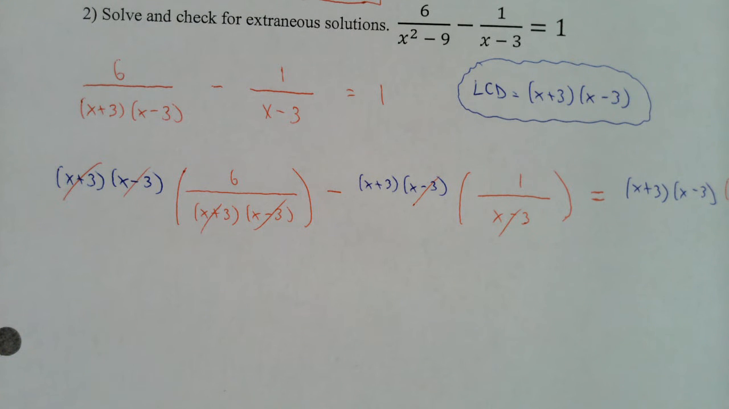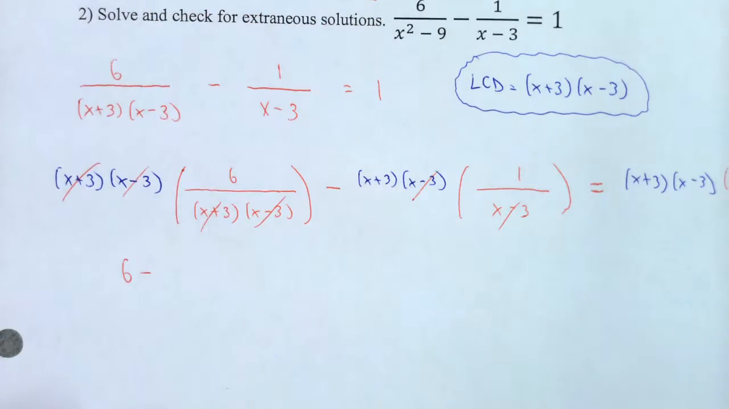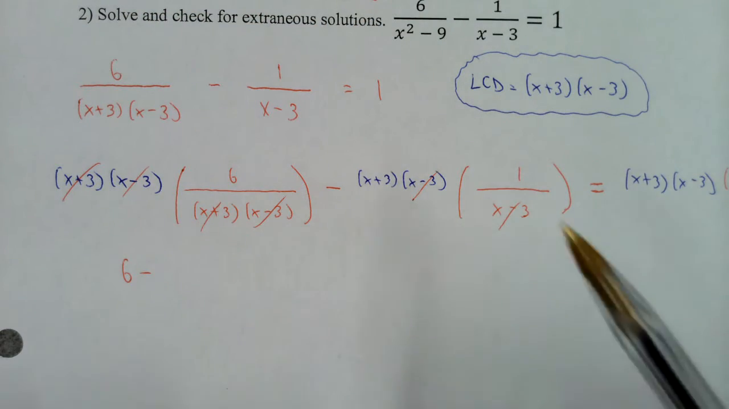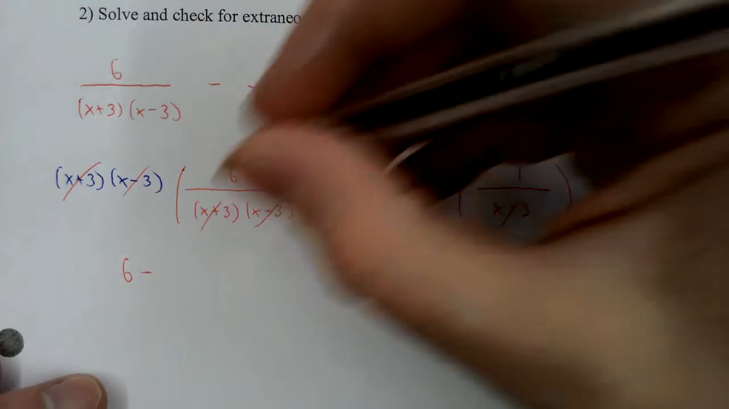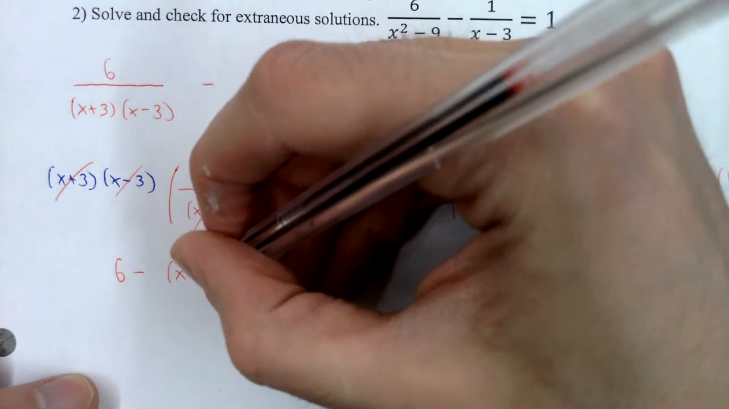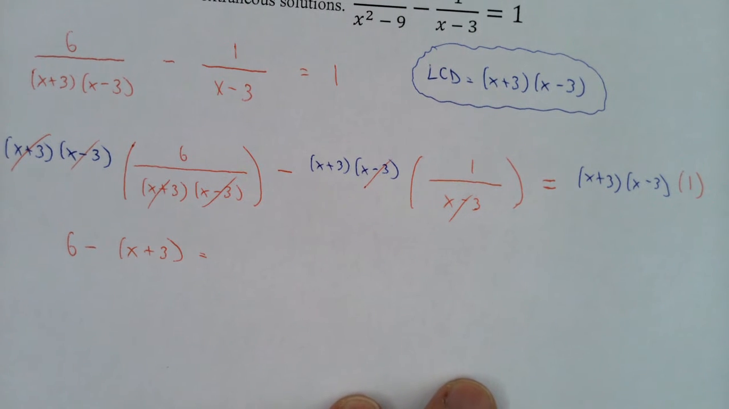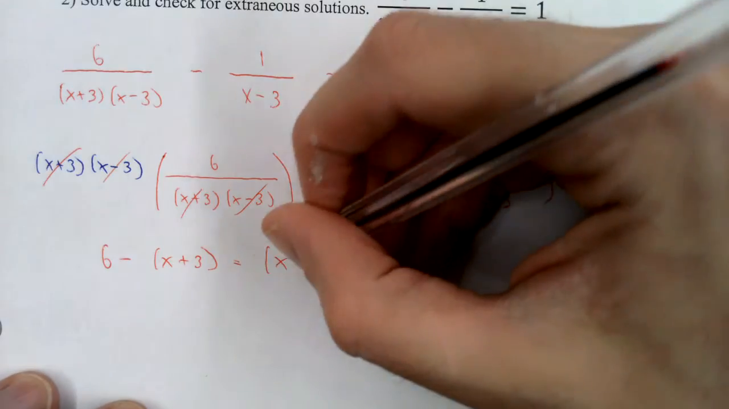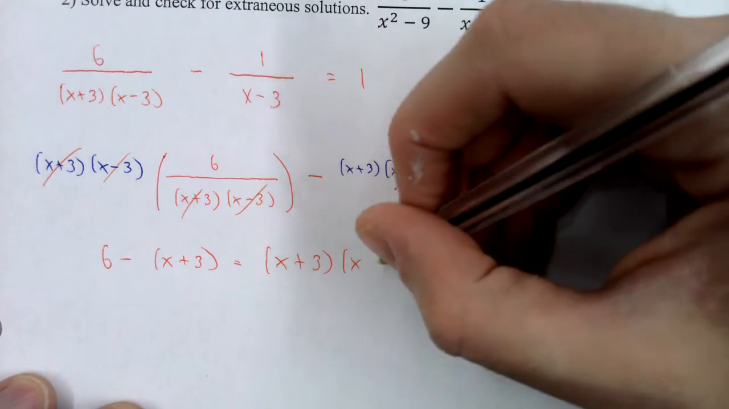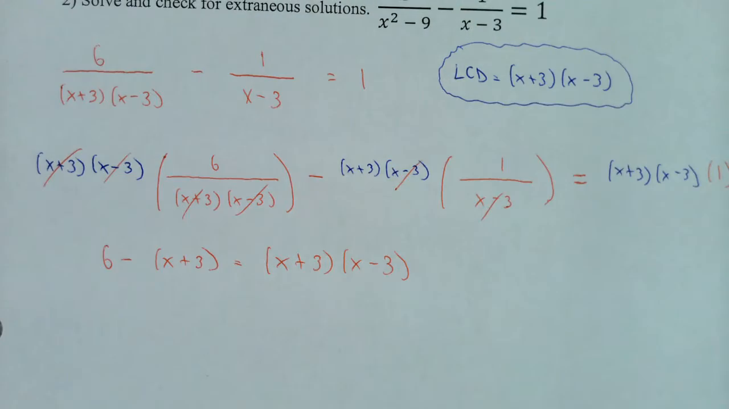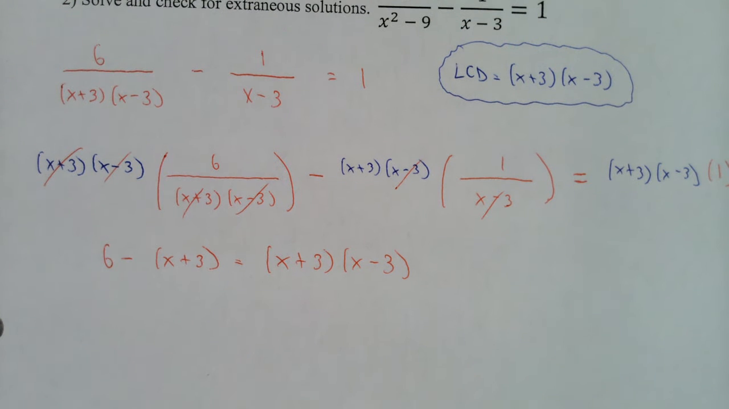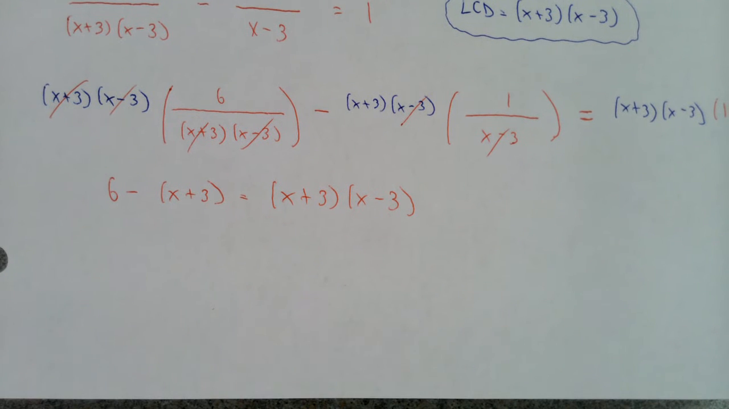We have 6 minus x plus 3 times 1. I don't have to write that. I don't have to put the times 1, I mean. Equals x plus 3 times x minus 3. Okay. Let's distribute the subtraction sign. So 6 minus x minus 3.